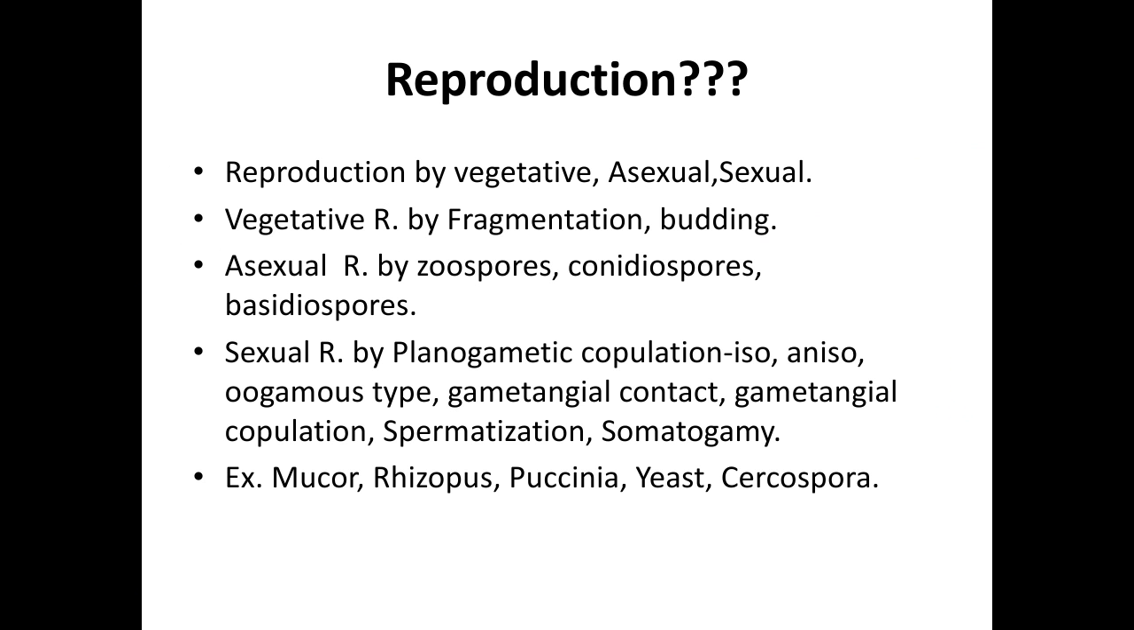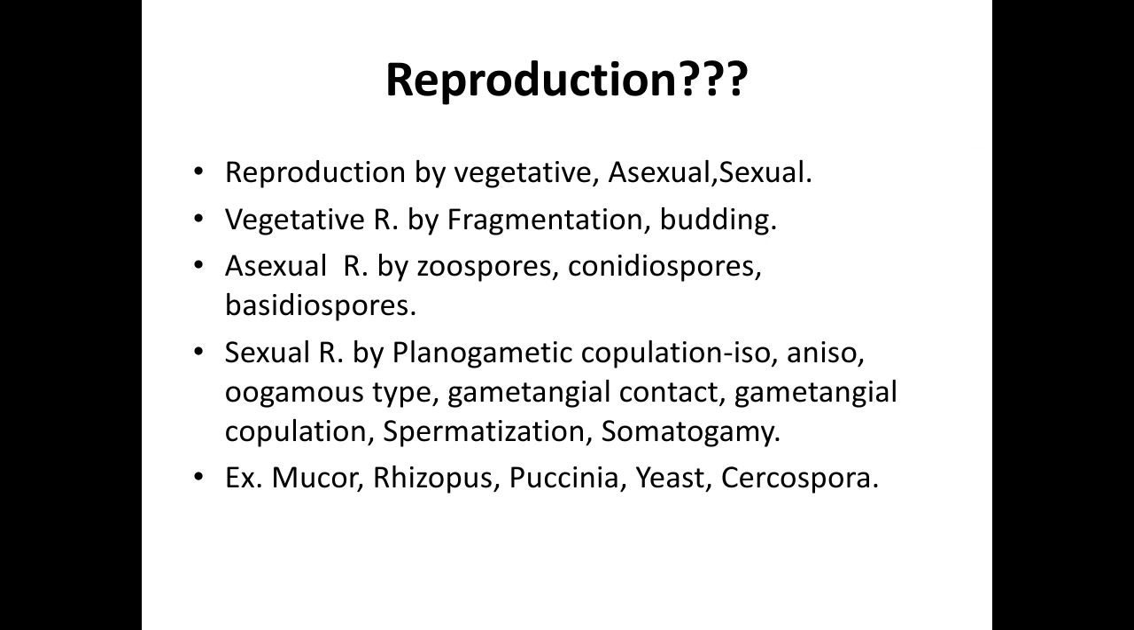While in the case of aniso, it means dissimilar. One gamete is smaller in size and the other gamete is bigger in size. The smaller gamete is known as the male gamete, and the bigger gamete is known as the female gamete. Fusion takes place between these two different gametes, and the process is known as anisogamous sexual reproduction in fungi.